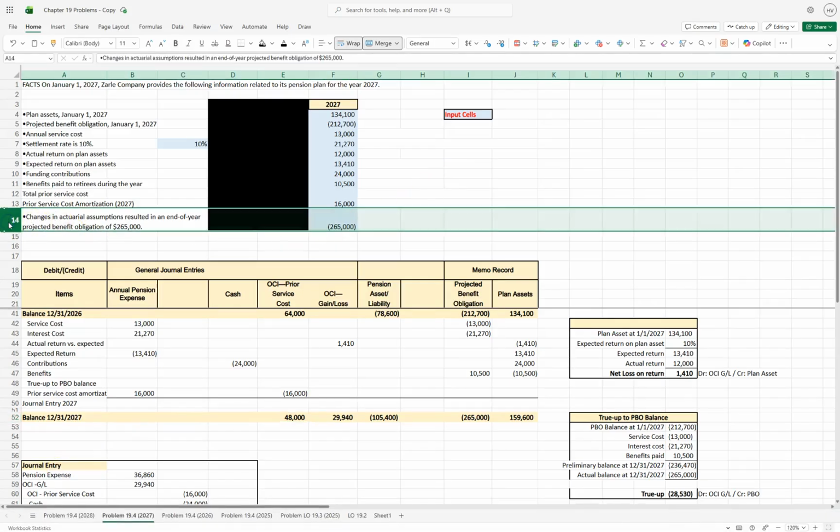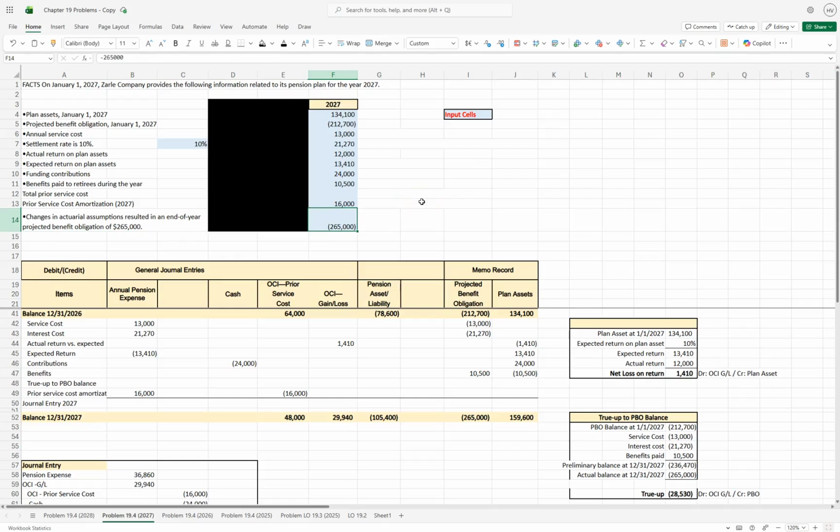But let's see, there's one more bullet point on row 14, and it says changes in actuarial assumptions resulted in an end of year projected benefit obligation of $265,000. So this is saying there has been some sort of change to the PBO, whether it's the interest rate that was used, or the service life that was expected to be completed, or the retirees were going to retire for a different number of years. Whatever the case, it's a change in estimate. And they are now projecting the ending PBO at the end of 2027 is going to be $265,000.